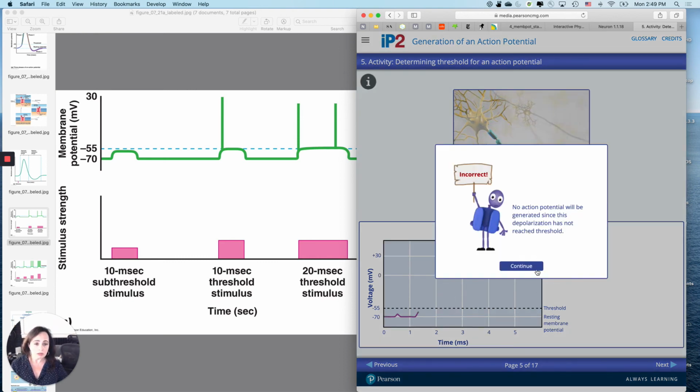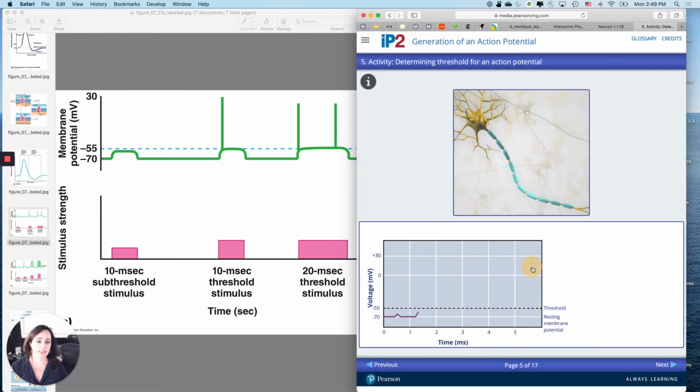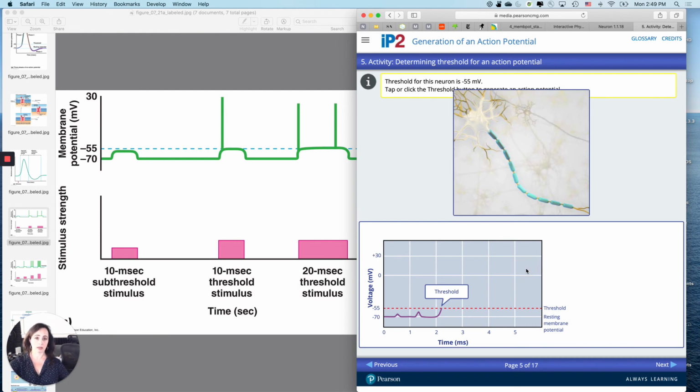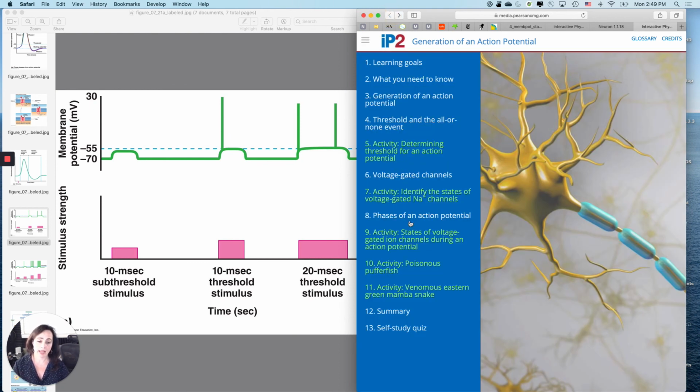So I got that one wrong, and it redirects me. Okay, so let's see what happens again. So I'm going to depolarize this neuron. Will an action potential be generated? Yes. At minus 55, you'll get an action potential. Then tap or click threshold. Mine's kind of covered up because I've got the window squashed. Then it will show me what's going to occur. So this was just demonstrating the all or none thing. But it gets harder. And all of these are activities, states of the voltage-gated sodium channels during an action potential.